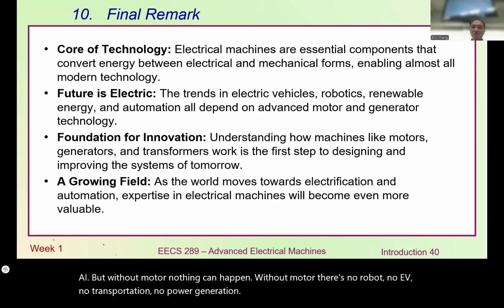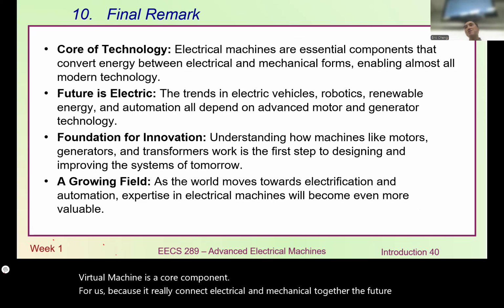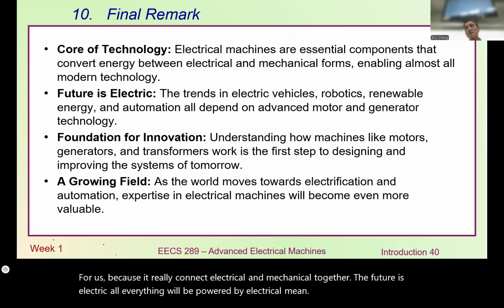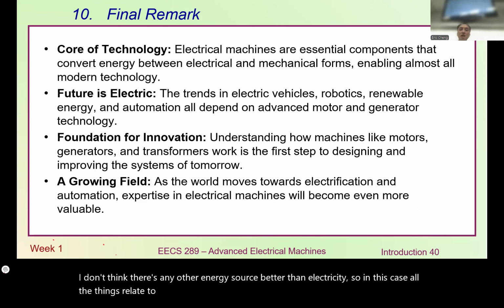So the final remark is that the electrical machine is a core component for us because it connects electrical and mechanical together. The future is electric. Everything will be powered by electrical means. I don't think there's any other energy source better than electricity. So all the things related to EV, robots, and renewable energy highly depend on motors and generators. Motor and generator are exactly the same item.